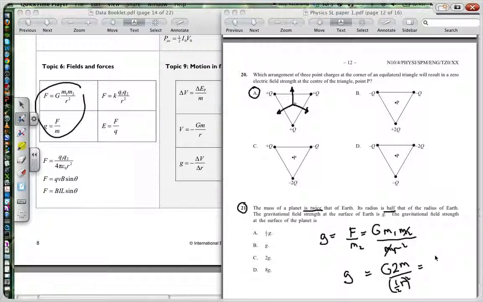So when I do that, let's call it planet X, we're going to have 2GM over r squared, and we got a half squared, which is a quarter, and we know 2 divided by a quarter is 8, so this becomes 8GM over r squared. So D would be your correct answer for that one.